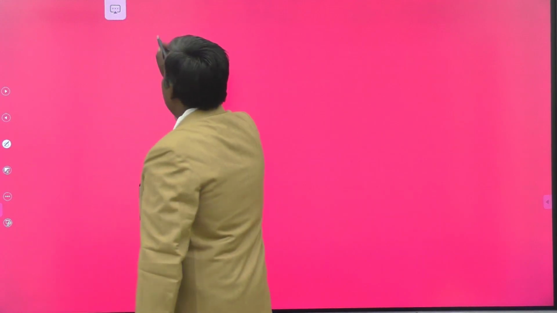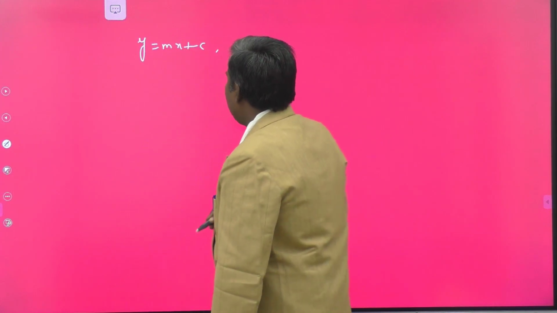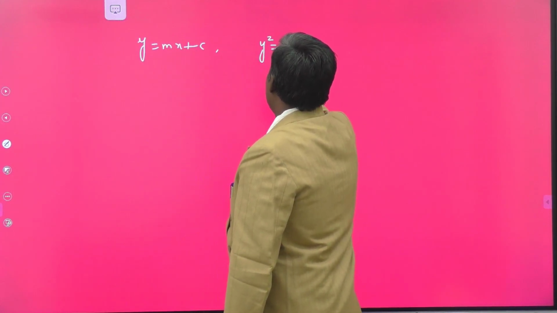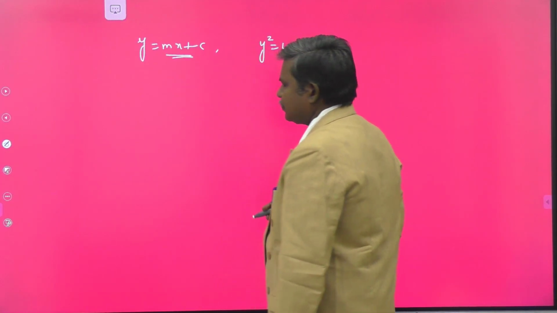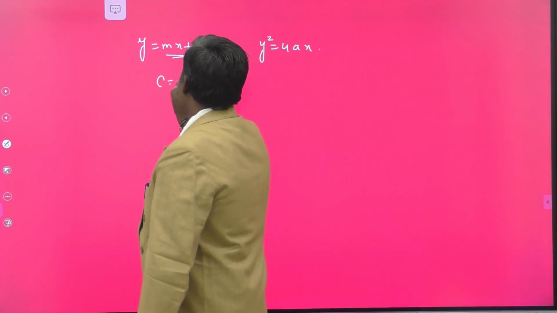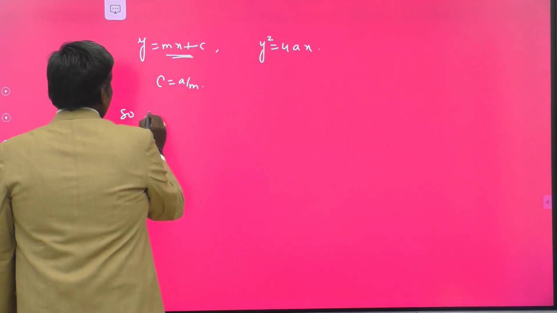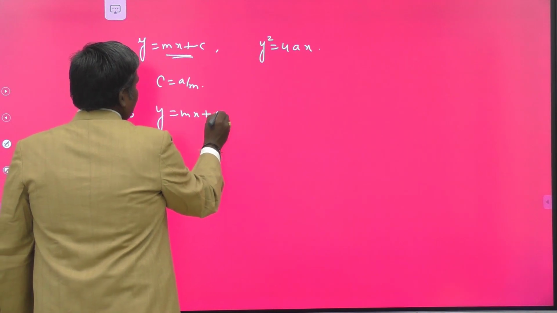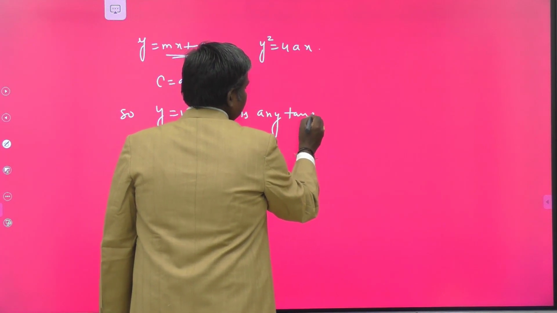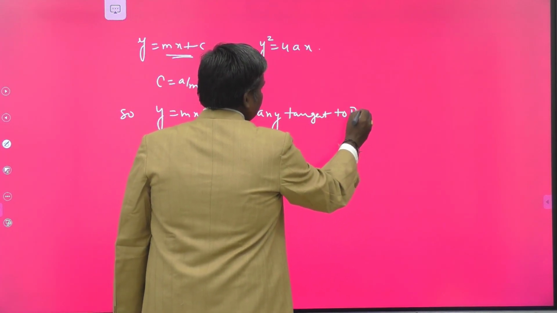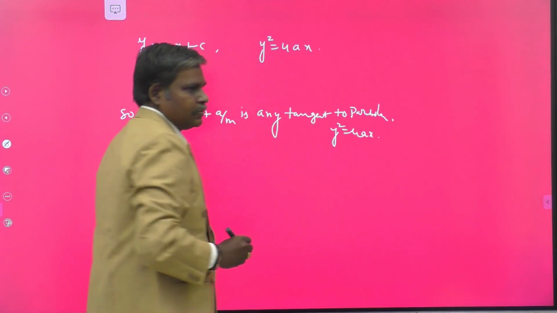So consider our line as y equals mx plus c and the parabola is y squared equals 4ax. When you are saying the line is tangent to the parabola, c equals a by m. For c equal to a by m, this line is tangent to the parabola. So y equals mx plus a by m is any tangent to the parabola y squared equals 4ax.